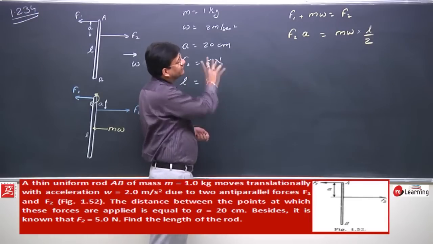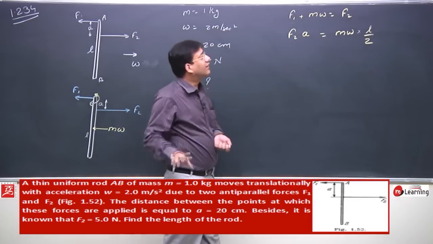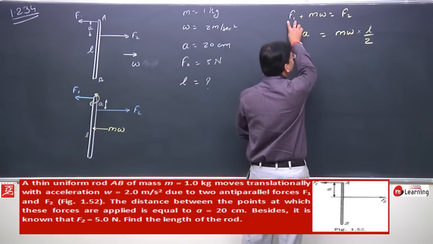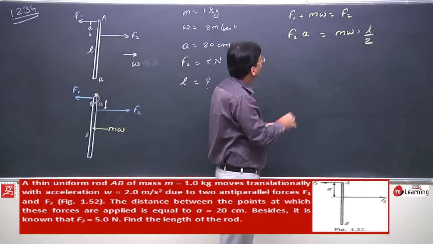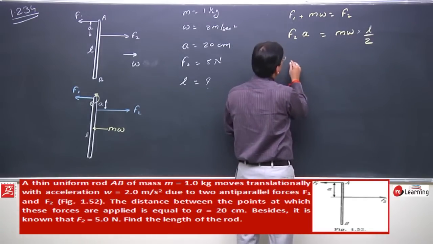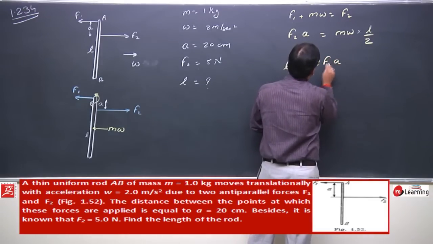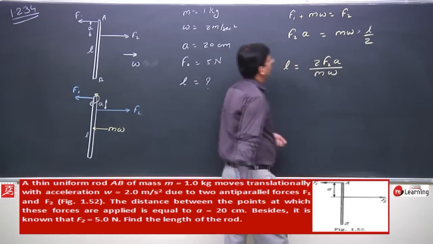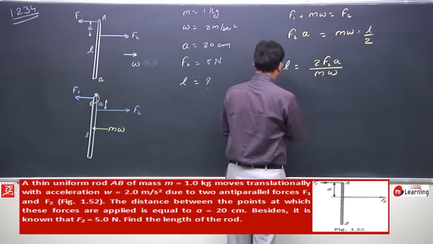F2 is known to us. I will keep F2 and remove F1. How will I remove F1? Or simply L is equal to 2 F2 A by MW.